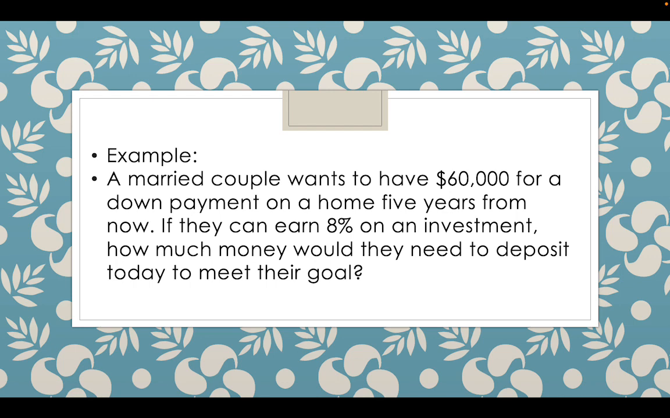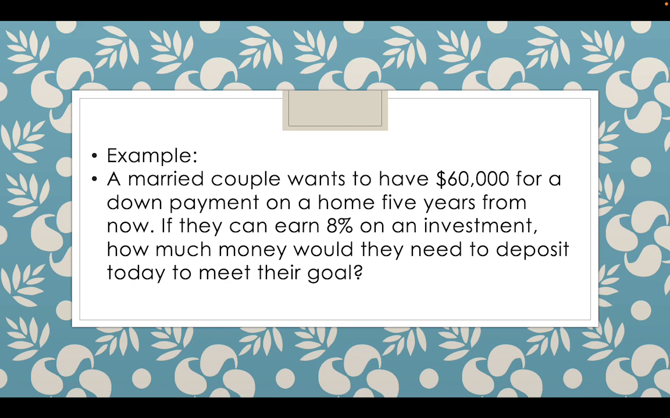Now, we know that it's going to be for 5 years, so we know that N is going to be 5. And we're going to assume that any money they invest today, we don't know how much they're supposed to invest today, but any money that they would invest today, they could earn 8% on. So the I is going to be 8% and the N is going to be 5. So the question is how much money would they need to deposit today to meet their goal?